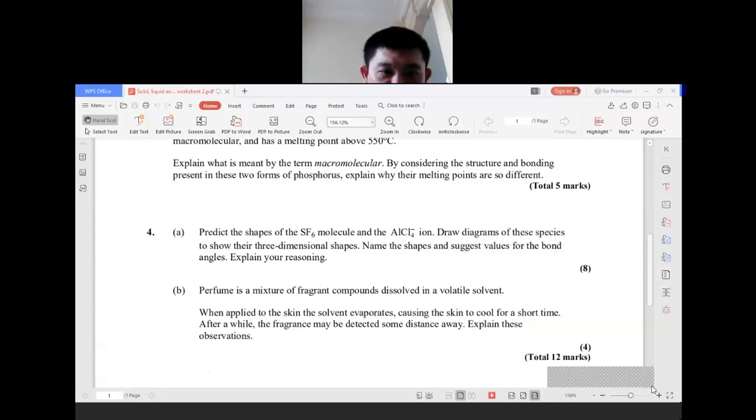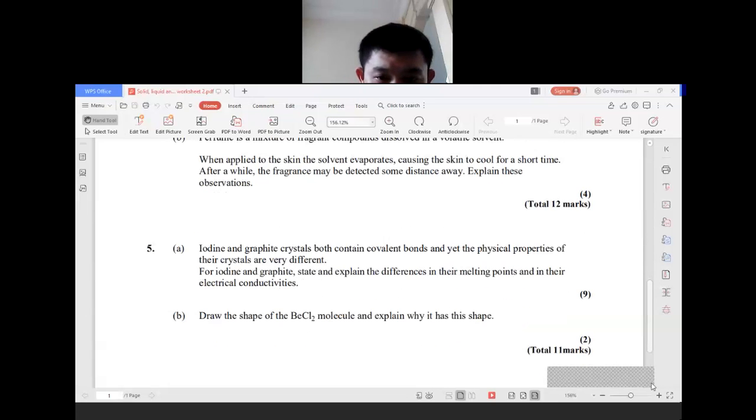And then perfume, this one also there is a process of diffusion in number 4. And then in number 5, iodine and graphite. So number 2 was about iodine and diamond, but in number 5, iodine and graphite. And then about the electrical conductivity, and then drawing the shape of BeCl2 and explaining why it has this shape.